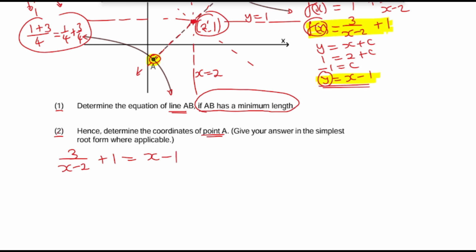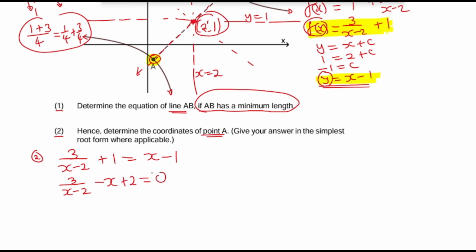It's your choice how to deal with this, okay? But I'll say, let me bring everything to the left-hand side. So you have 3 over x minus 2, and then 1 plus 1. If you transpose negative 1 to the left-hand side, it becomes positive 1. So 1 plus 1 is 2. If we bring this x, this side becomes negative x. So it's negative x plus 2 like this is equal to 0.